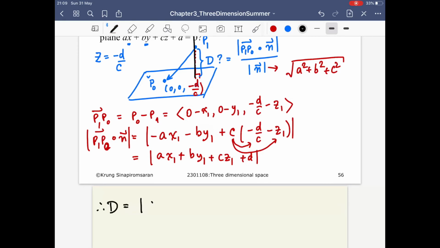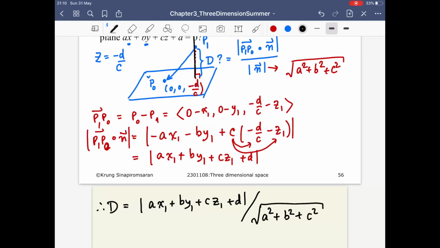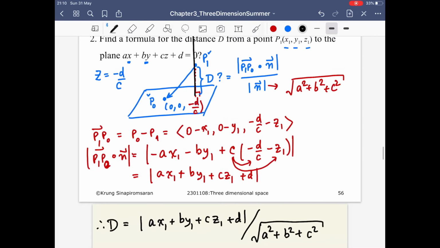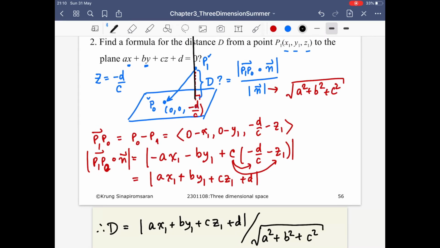It is the absolute value of a x1 plus b y1 plus c z1 plus d over the square root of a square, b square, and c square. Okay, one thing that you may need to be careful about is that here the equation of our plane looks like this: ax plus by plus cz plus d equals 0, and the point p is x1, y1, z1.